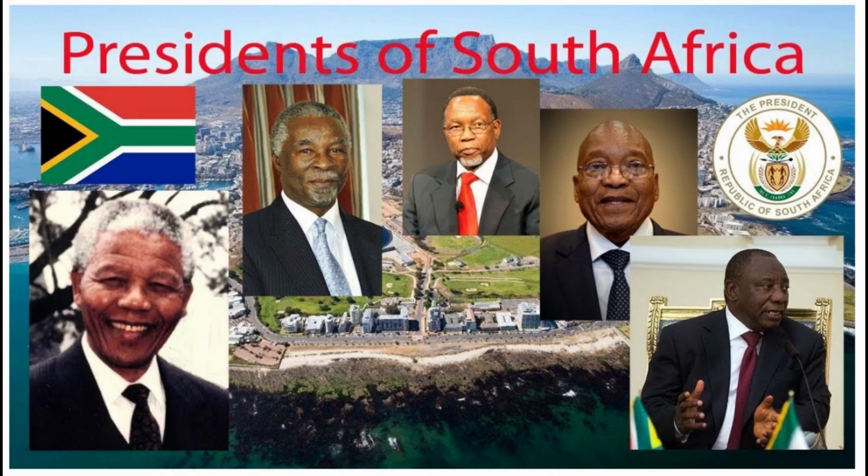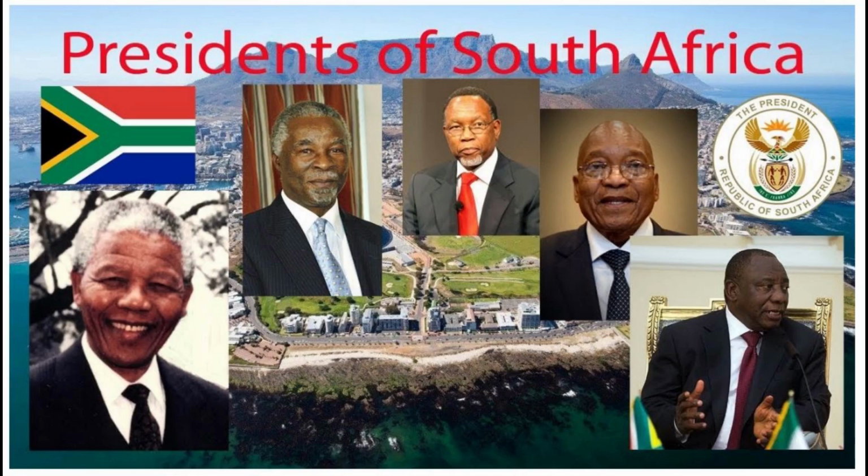Balthazar Johannes Vorster, 1966 to 1978. Peter Willem Botha, 1978 to 1984. The position of prime minister was then abolished and he became state president from 1984 to 1989.